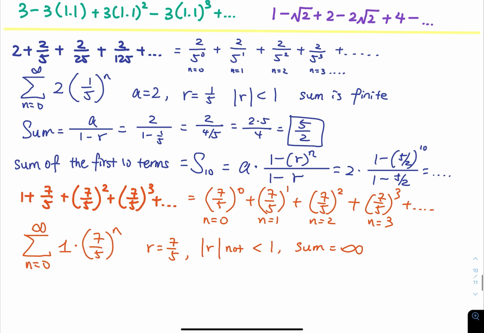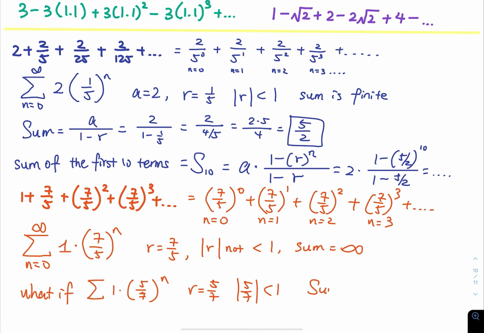I know you would like to ask me to do a what if. So hey, what if we have this summation of 1 times 5 over 7 raised to the nth power? But this changes the whole game. So for this one, r equals 5 over 7, and the absolute value of that is less than 1. So that means the sum is finite. The sum is finite means the sum equals a divided by 1 minus the common ratio. So 1 minus 5 over 7, which is 2 over 7, right? Oh no, sorry, not 2 over 7.